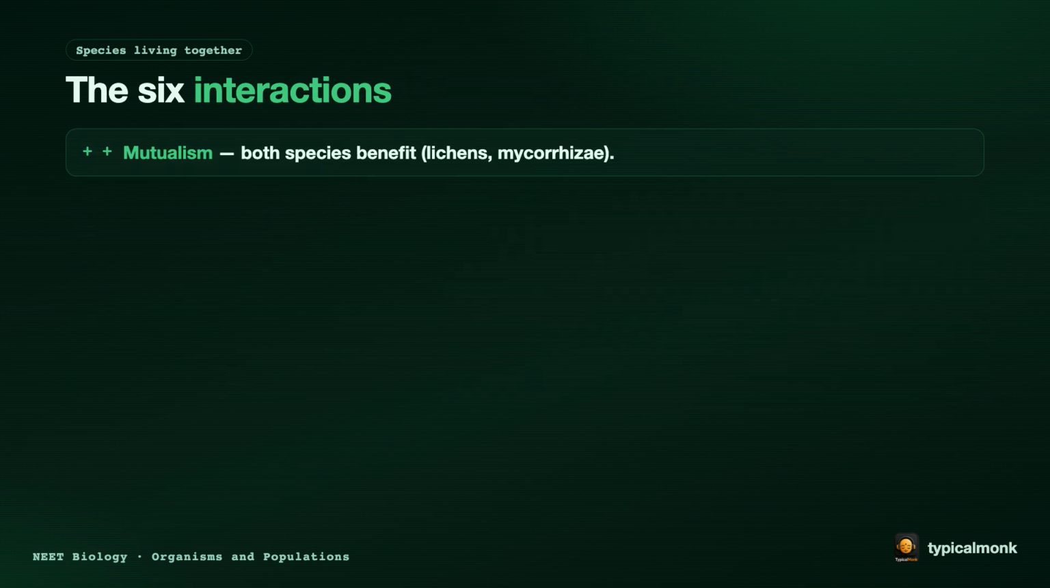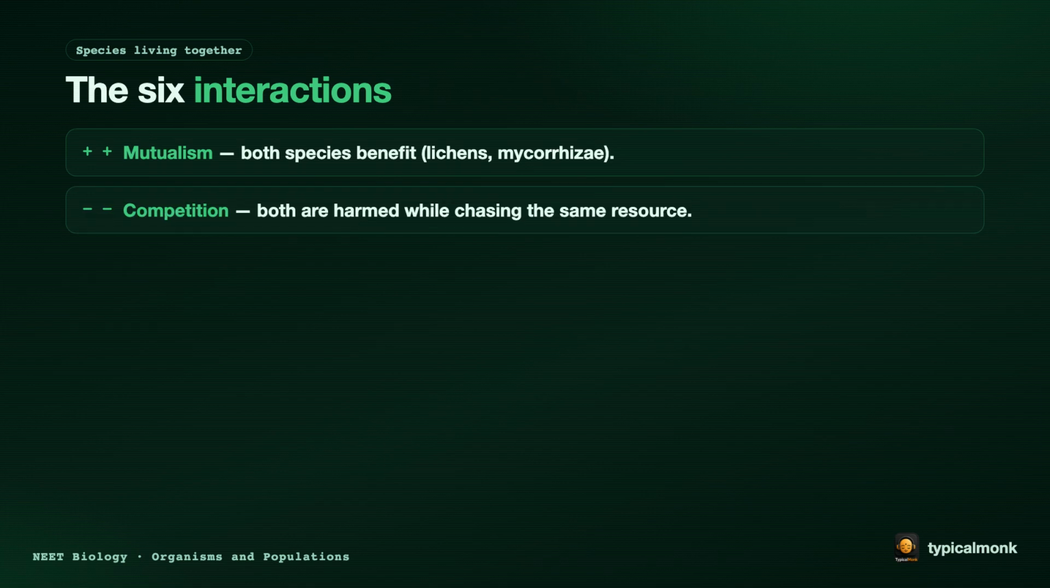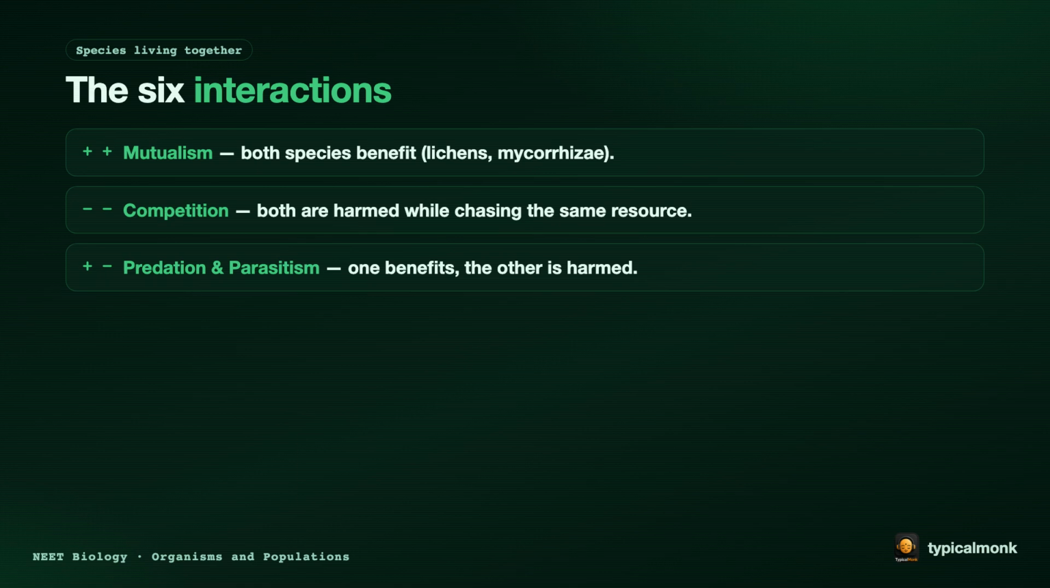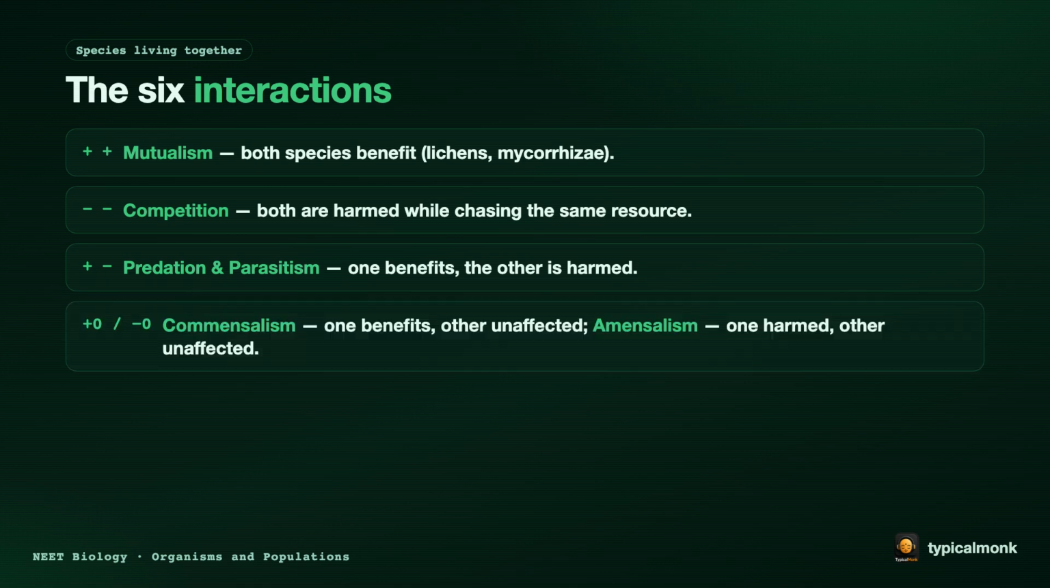Now, when 2 species live together, 6 kinds of relationships. Mutualism, both benefit, like lichens and mycorrhizae. Competition, both are harmed when they chase the same resource. Predation and parasitism, one benefits, the other is harmed. Commensalism, one benefits, the other is unaffected, and amensalism, one is harmed, the other is unaffected.